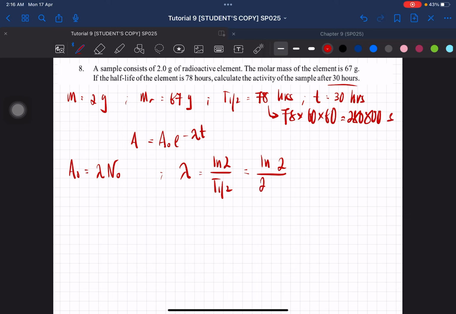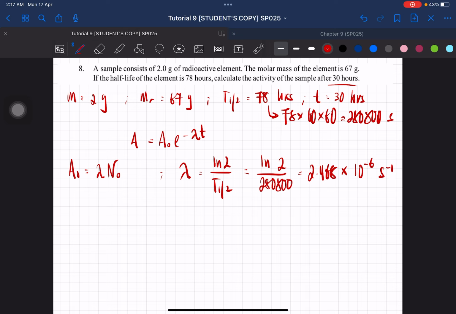So just substitute that in here and you will get the decay constant equal to something. Okay, they did not calculate it, so I'm just going to calculate it here. It's going to be 2.468. You can take 2 decimal points or 3 decimal points. It's going to be 10 to the power of negative 6, in seconds, so per second. Okay, so we have the decay constant.